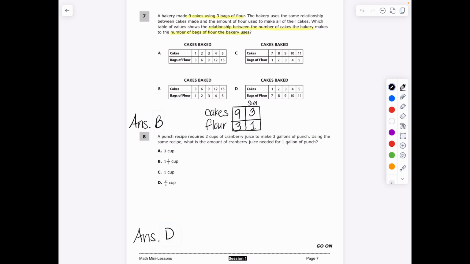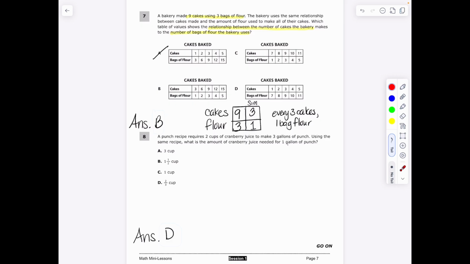Okay? So now with this, I know that for every 3 cakes, they need 1 bag of flour, and that's what I'm looking for. So when I look at the first one, he has 1 cake, 3 bags of flour. That's not the same. Even though there's a 3 and a 1, they're in the opposite relationship. This type of bakery uses a lot more flour for every cake. So no. For 3, I have 3 cakes and 1 bag of flour.